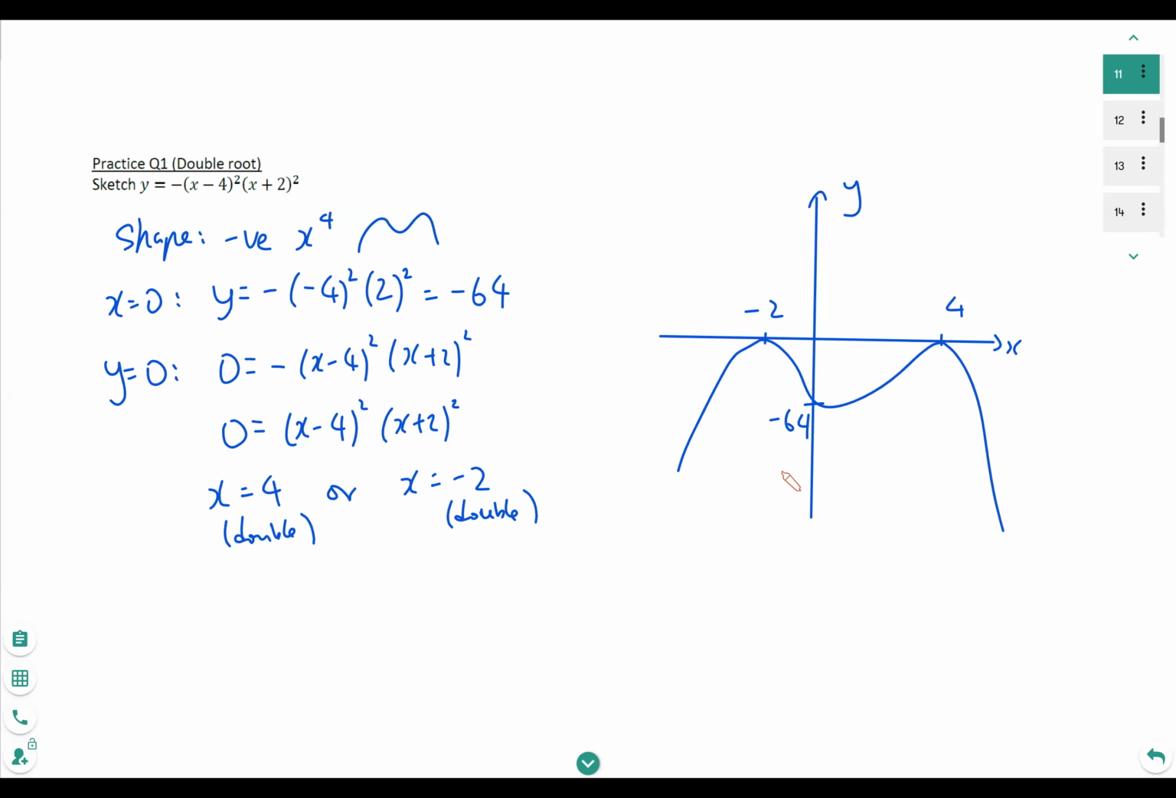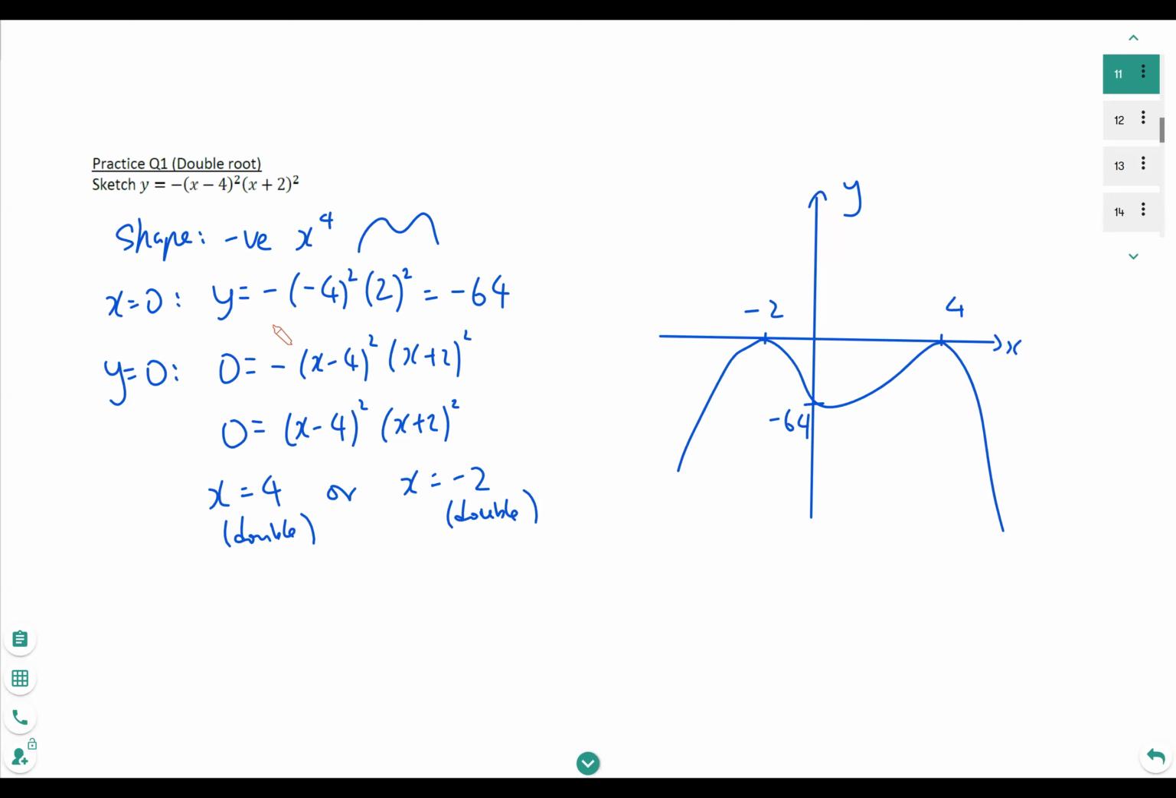Here's my masterpiece. Right, so the shape is negative, okay, because when we expand this bracket, we get x squared, x to the power 4, but the minus in front makes it negative. So negative means M shape. And when x equals 0, be careful putting it in a calculator. Make sure you put it in carefully. You get negative 64.